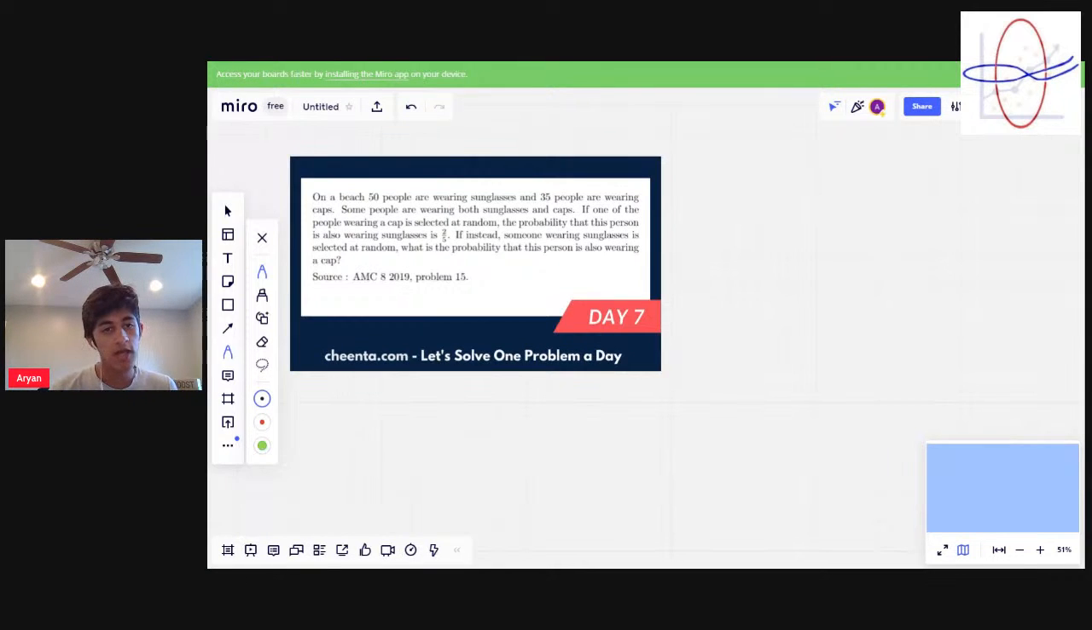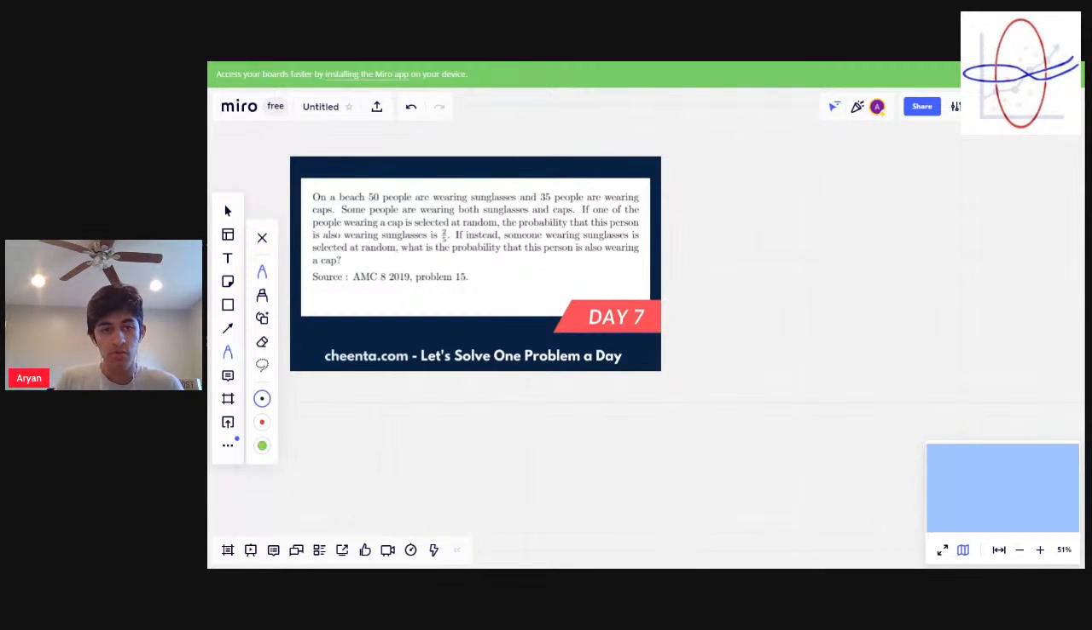Okay, so it says, on a beach, 50 people are wearing sunglasses and 35 are wearing caps. And some people are wearing both sunglasses and caps. So now if one of the people wearing a cap is selected at random, then the probability that this person is also wearing sunglasses is 2/5. And the question is, if instead someone wearing sunglasses was selected at random, what would the probability be that the person is also wearing a cap?